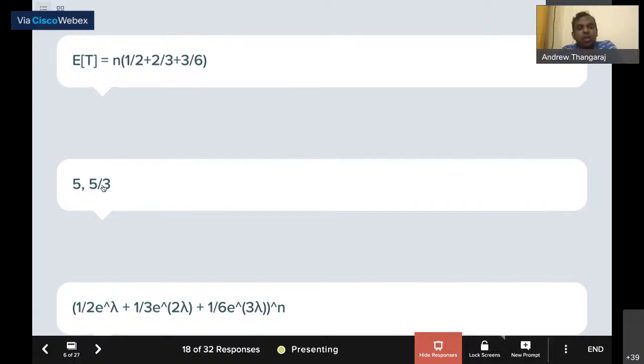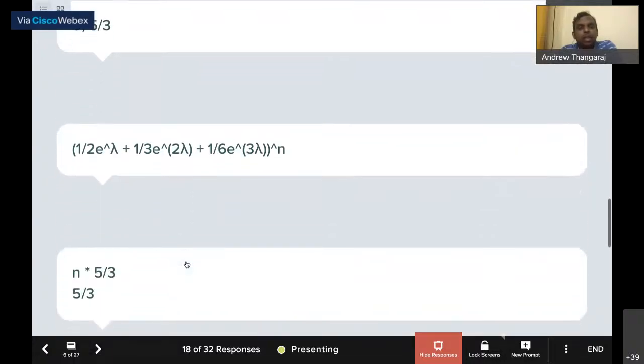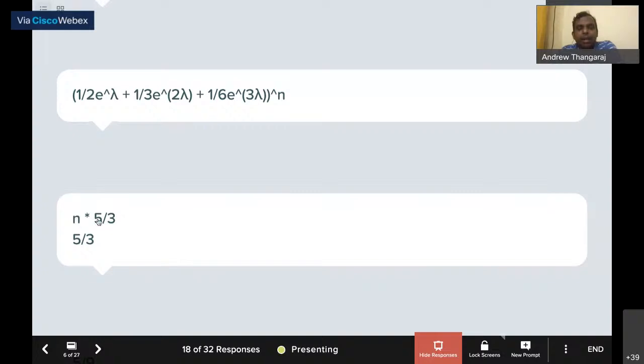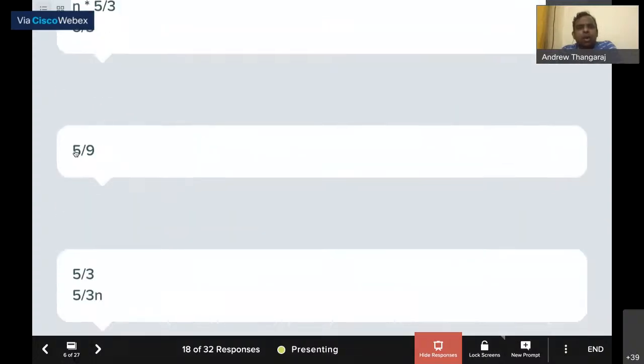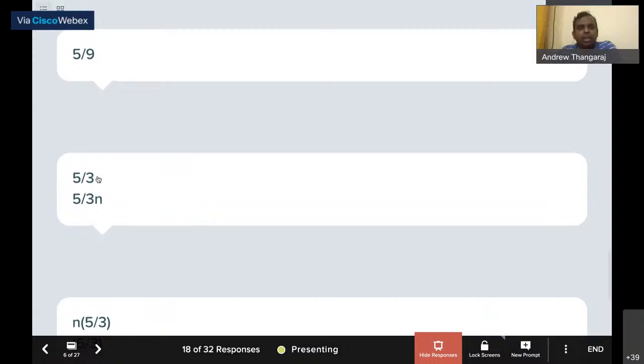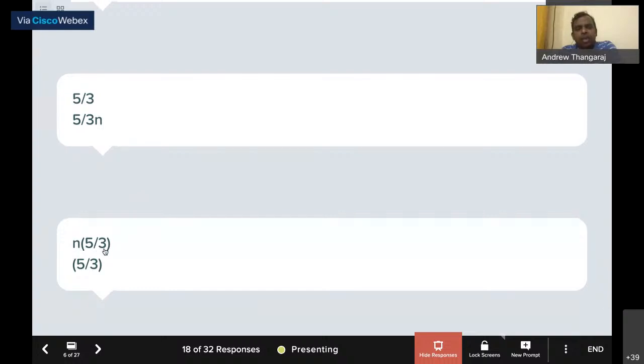5 and 5 by 3 is not quite correct. So the correct answer is this one: n times 5 by 3, and 5 by 3. That's it. And there's no lambda here, there's no MGF. I'm not asking anything like that. I don't know how people got 5 by 9. So 5 by 3 and 5 by 3n? No, no, no. I think again there's some confusion there. n times 5 by 3, 5 by 3. So this is the correct answer.